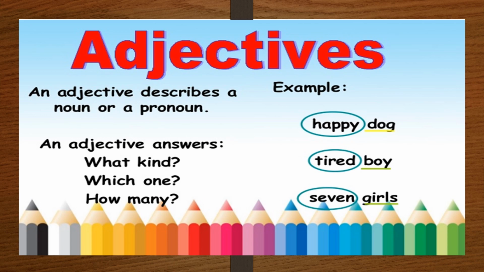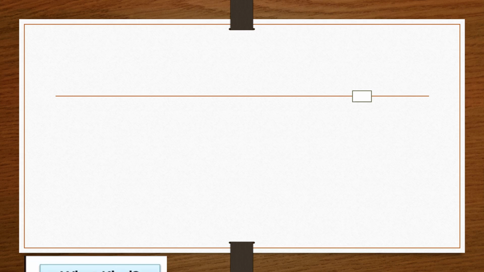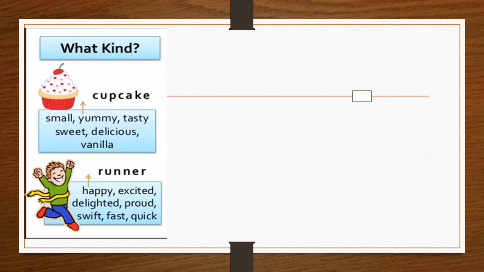So adjectives answer these questions related to nouns in a sentence. What are those questions? What kind? Which one? Or how many? Now let us discuss these in detail. So first, adjectives answer what kind.